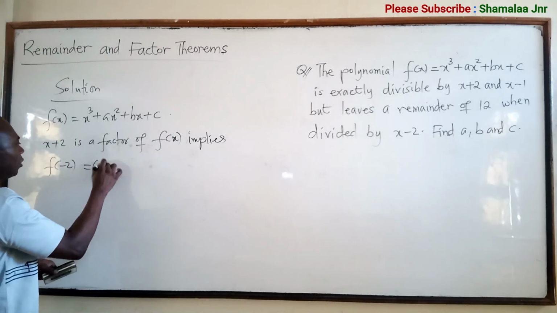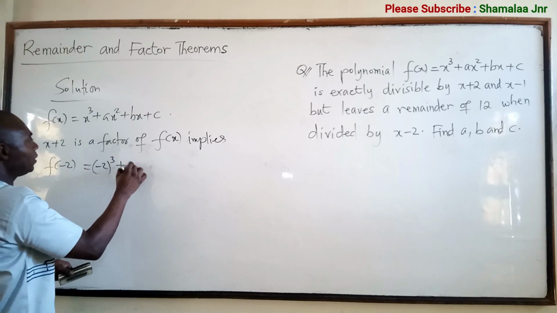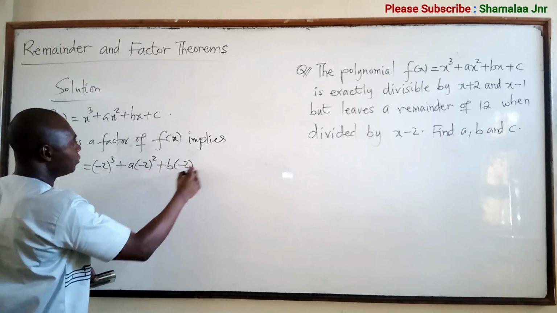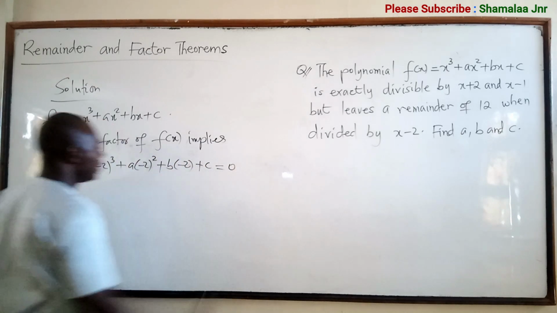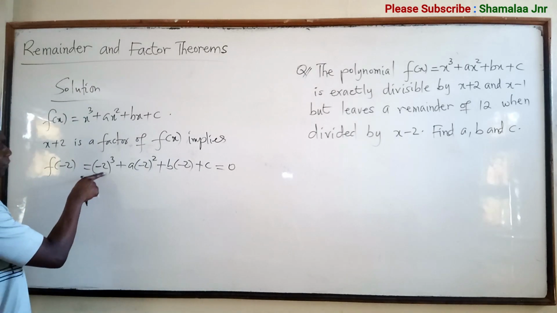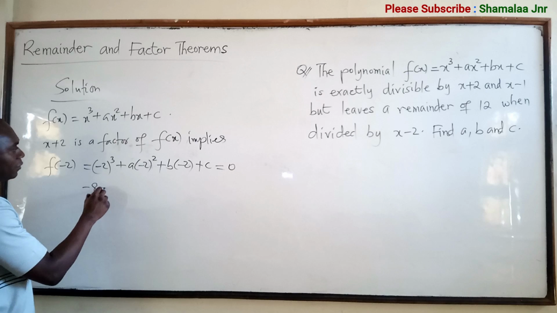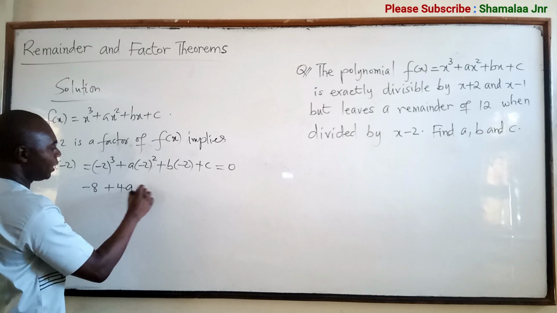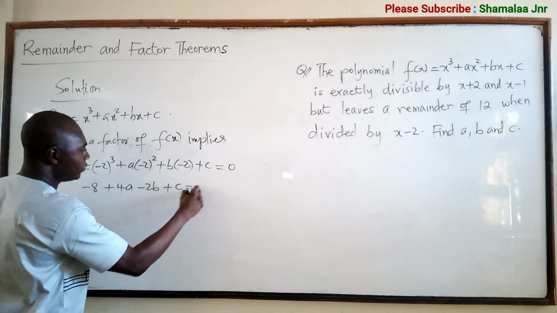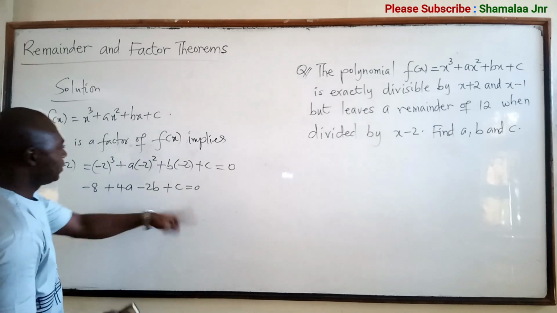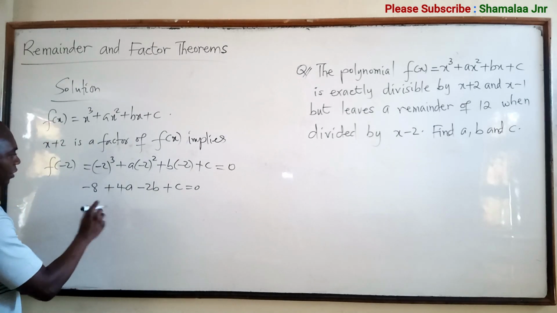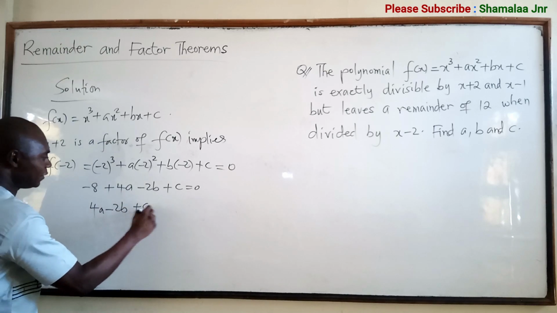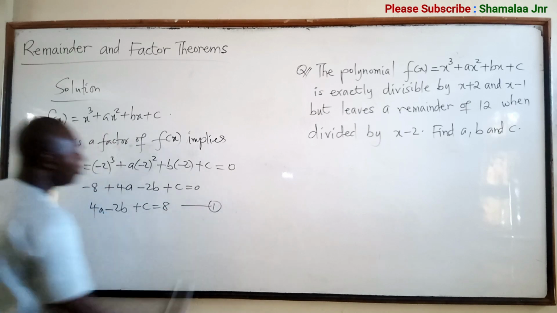So this one is negative 2, all raised to the power 3, plus a times negative 2 all raised to the power 2, plus b times negative 2, plus c, and this should give us 0. Now, negative 2 raised to the power 3 will be negative 8, plus 4a minus 2b plus c equal to 0. Now let's rearrange. 4a minus 2b plus c is equal to 8. Let's call this equation number 1.